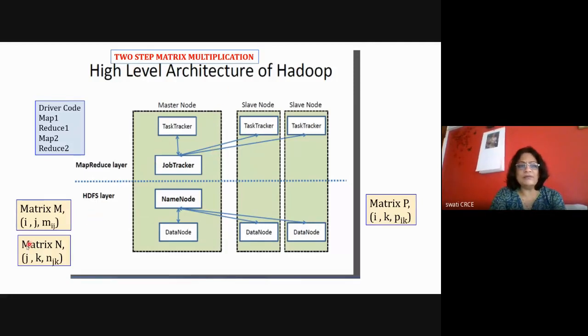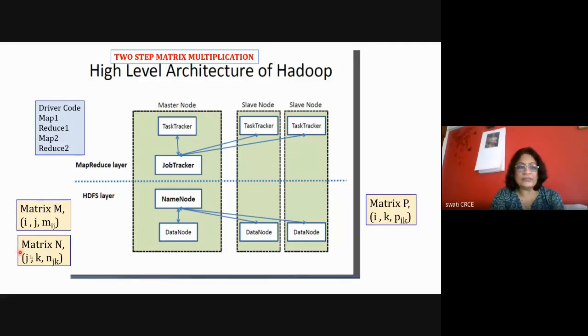In the HDFS part of Hadoop, HDFS is responsible for storage of data. Your job is going to be executed on the data, and HDFS is responsible for storing that data in a distributed fashion. For that, you have the master node as a name node and the slave node as a data node. On the data node, all the data is stored.